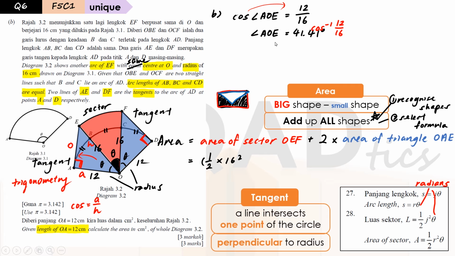So to change to radians, quite simple. We are just going to multiply by pi over 180 degrees. But just a note here, for this pi, please use the value given in the question, which is 3.142. Do not use the pi in the calculator.